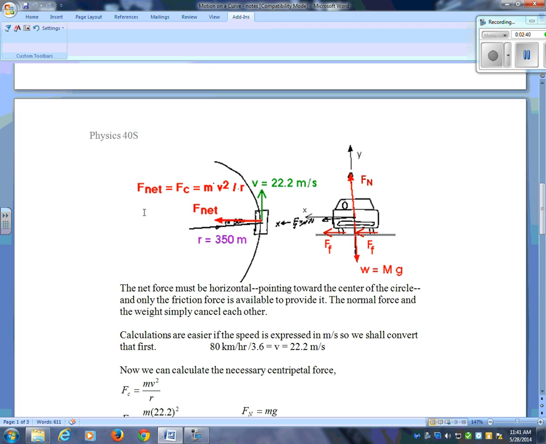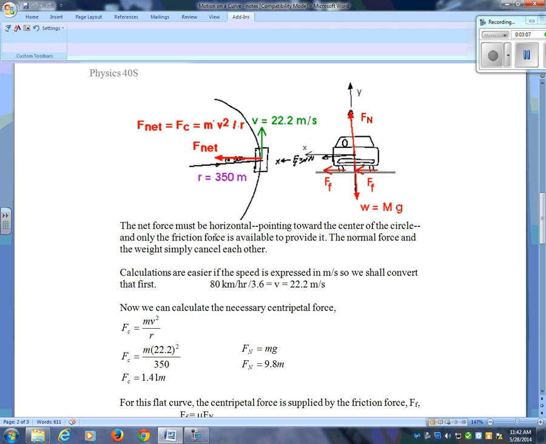Hang on. So I take my velocity of 80. I divide by 3.6 to get my 22.2. I plug that into mv squared over r. So it's going to be 22.2 squared divided by the radius 350. You unfortunately don't know the mass of the car. The net force must be horizontal, pointing towards the center of the circle. Only the friction force is available to provide it. The normal force and the weight force simply cancel each other out.